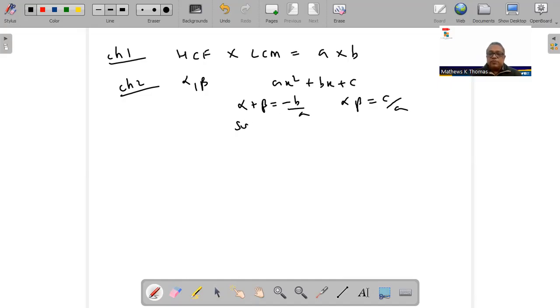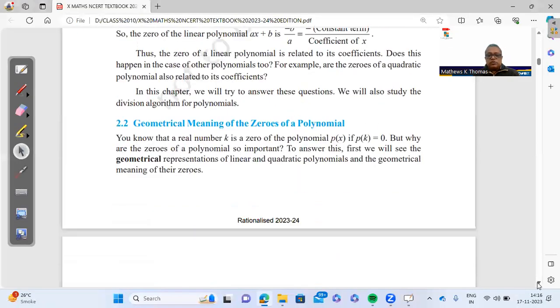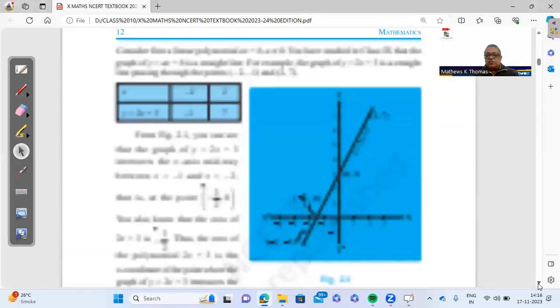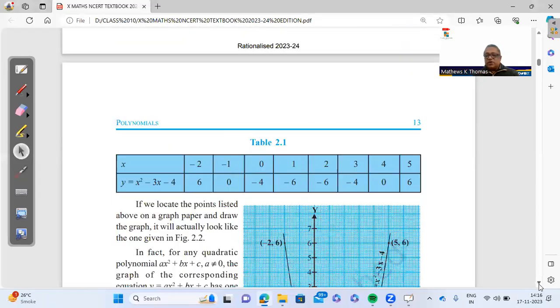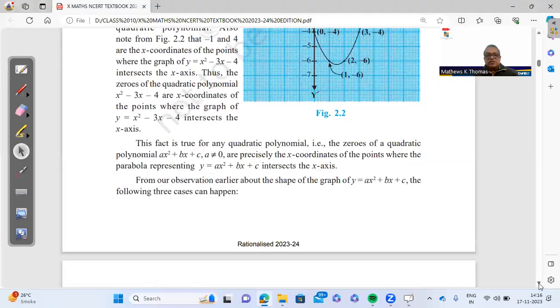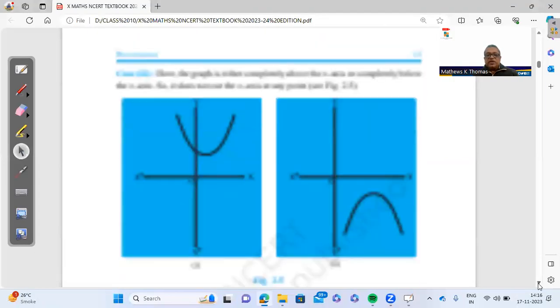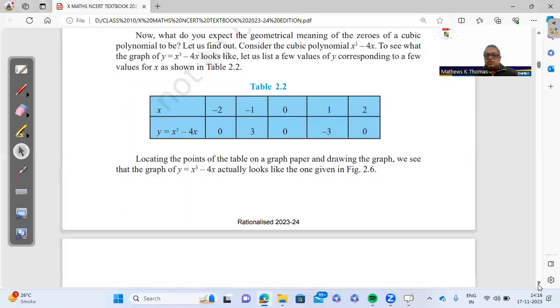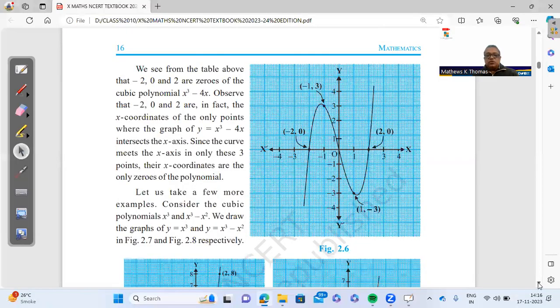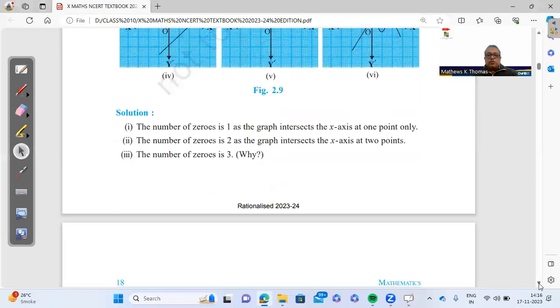Sum of roots, alpha plus beta is minus b by a, and product of roots is c by a. So if you are having a verification question, then we'll have to use this. Alpha plus beta is minus b by a and alpha beta is c by a. So in the first exercise, there is no formula. In the second exercise, they have asked us to verify the zeros obtained with the coefficient of the polynomial.